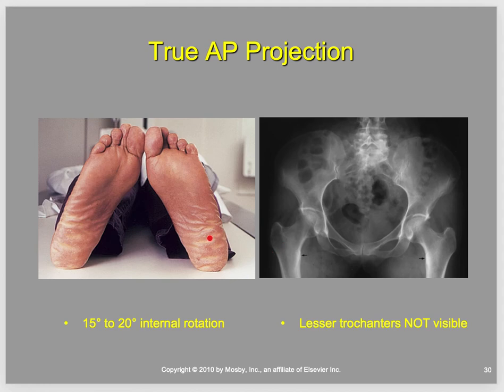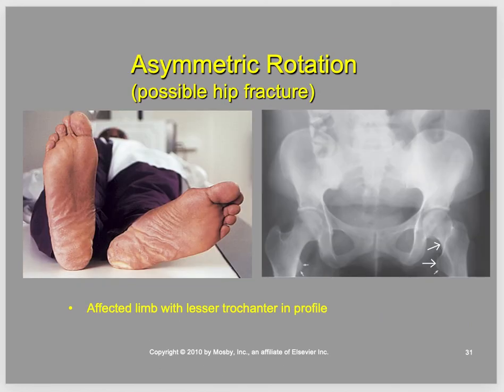True AP position, so true AP, you are rotated in 15 to 20 degrees on those legs. So feet, heels come apart, and then toes rotate in 15 to 20 degrees. You're hiding your lesser trochanters. They're not visible. You're accentuating the greater trochanters. They are more visible. Okay?